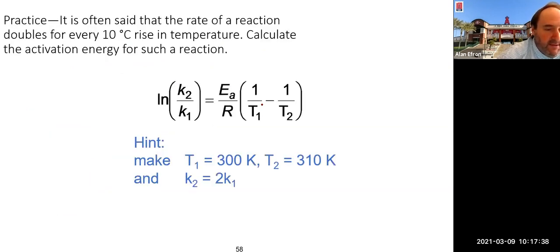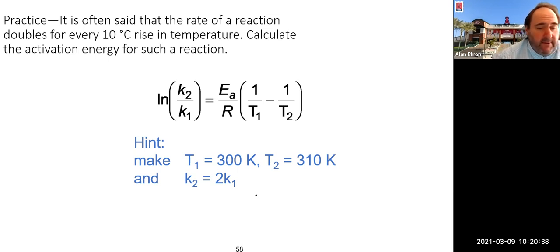All right, so why don't you give this one a go? As we talked about earlier, in practice, if you raise the temperature by 10 degrees Celsius, you expect a doubling in the rate. So calculate the activation energy, and here they give you some hints. So take a few minutes here and see what you come up with. Okay, so let's take a look.